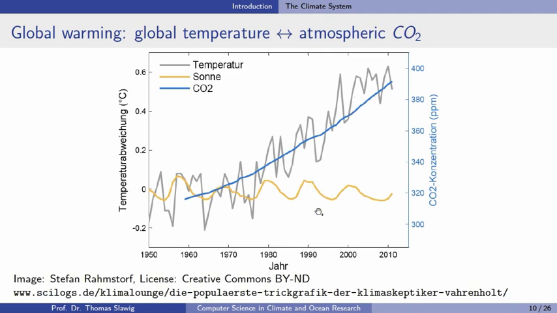And this is a typical picture. This is by Stefan Rahmstorf from Potsdam. Yeah, that is an indicator that we better deal somehow with global warming and CO2 output, or emissions. And this is a backup of all the discussions that we are having about reducing CO2 emissions.